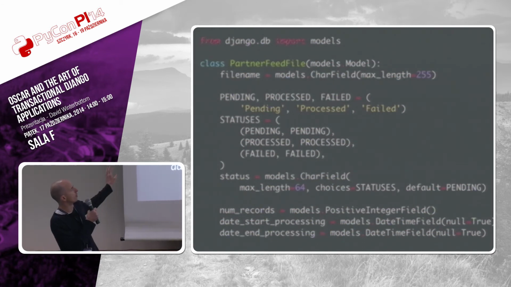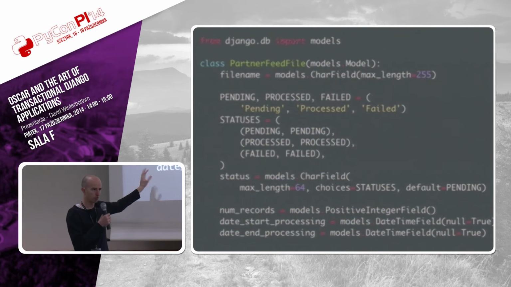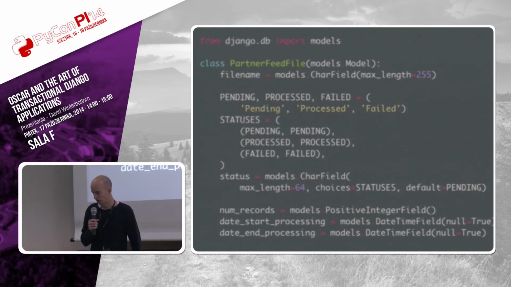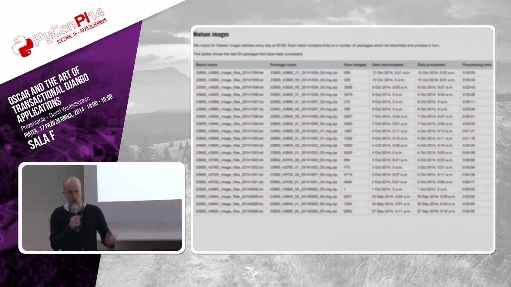There's quite a lot of code on there, but it's very simple. It's just a file name, various statuses, and then some kind of audit information about how many records were imported and how long it took. Really quick to throw together. And as you're doing your importing, you can just update these fields as you go. And it lets you build dashboards like this one.